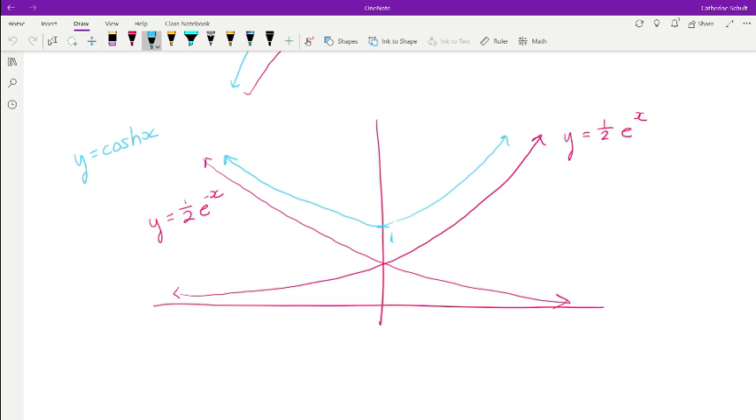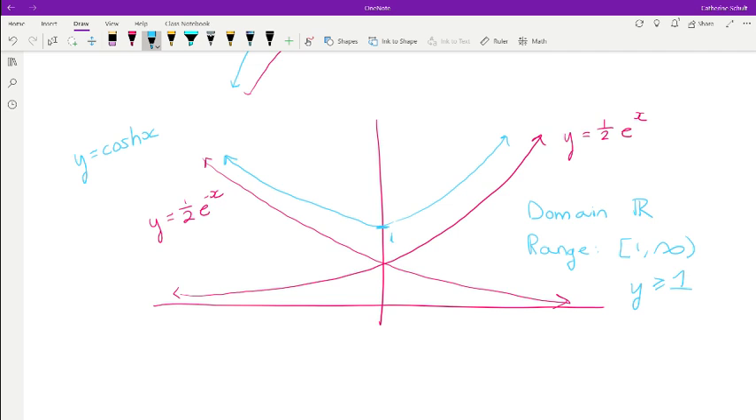All right, so domain, if you can see, is all real numbers. It's an even function. Even functions are symmetrical about the y-axis. And the range starts at 1, so it's going to go from 1 to infinity. Okay, you can also write it like y is greater than or equal to 1.